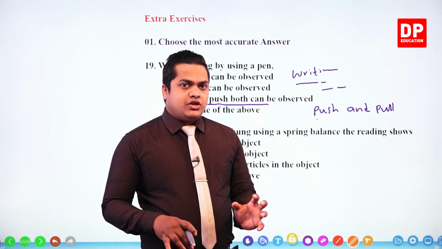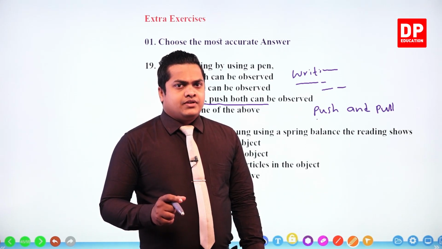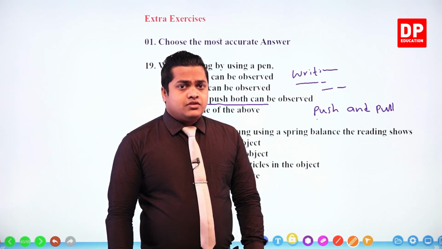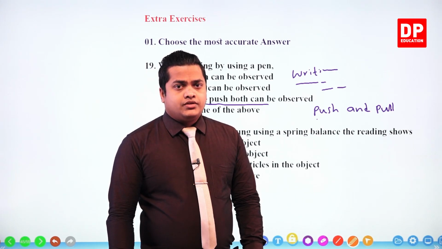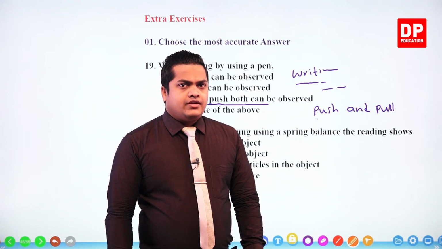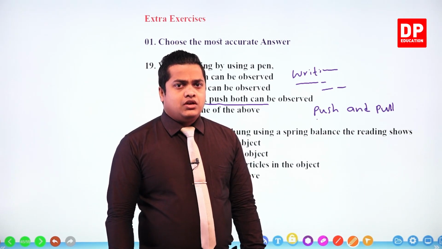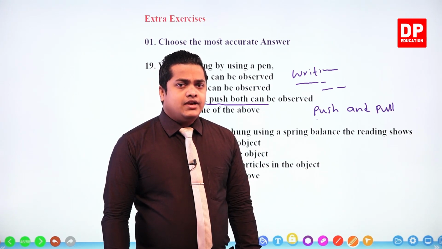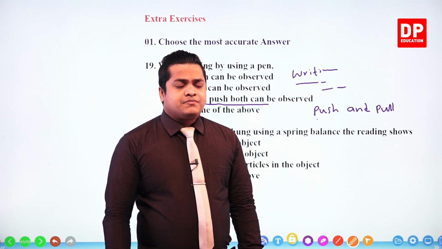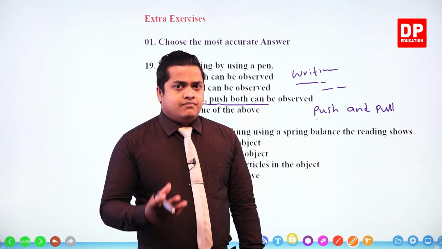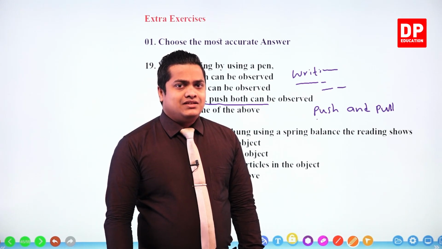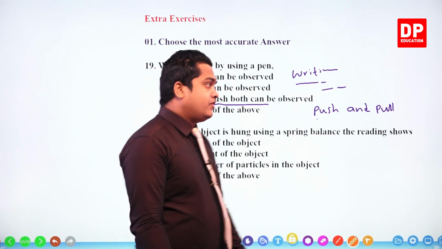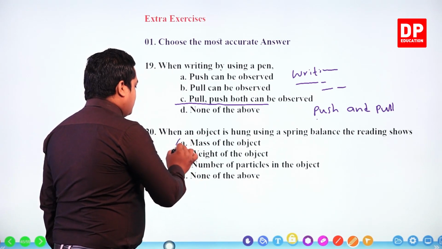if you are going to hang a certain object by using a spring balance, mass is not the factor which we are going to measure over there. We are always measuring the weight acting towards the ground. Weight of the object, the gravitational pull of the earth acting on the object. So always remember, when you hang a certain object on a spring balance, the quantity that we are taking is the weight of the object, not the mass. So let's go for the answers. Mass of the object, incorrect. So weight, that is our answer.